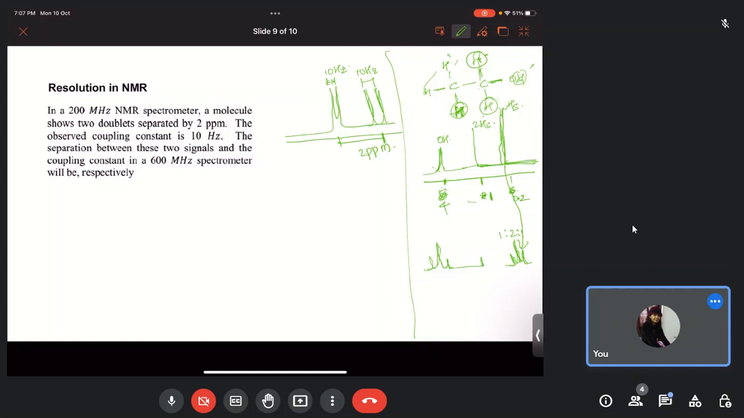So what is going to be the separation here? In chemical shift it is 2 ppm. How much is it in hertz? It will be separated by 2 times 200, so 400 hertz.